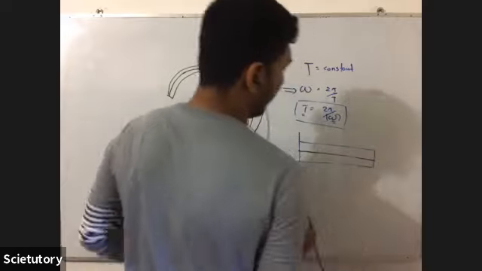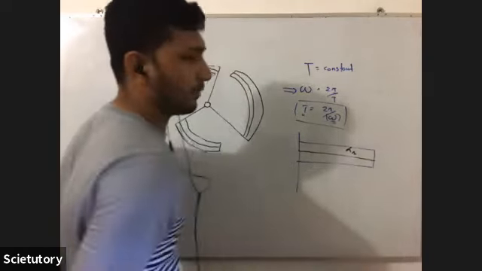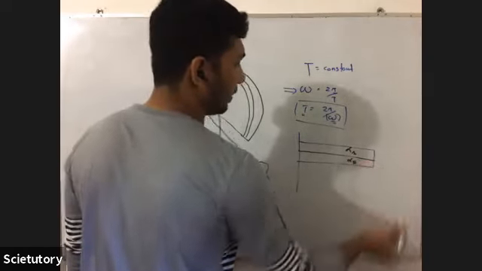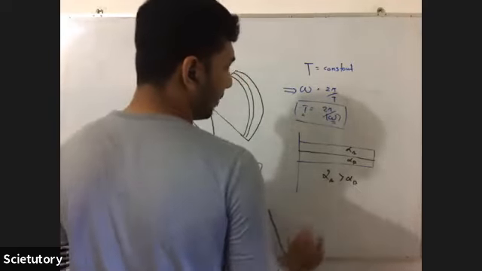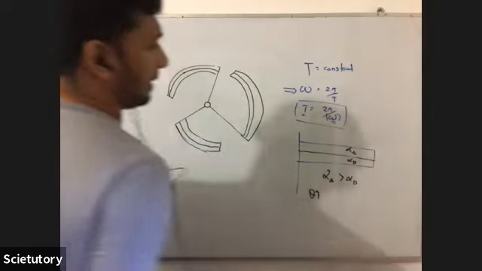So I will give you an example. So this has the linear expansivity of alpha A. This has linear expansivity of alpha B. If alpha A is greater than alpha B, what can you tell about their movement when the temperature increases?